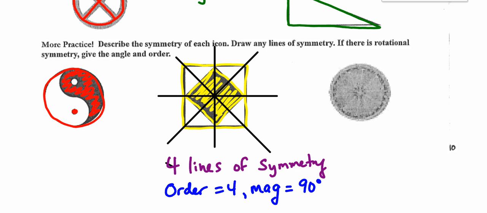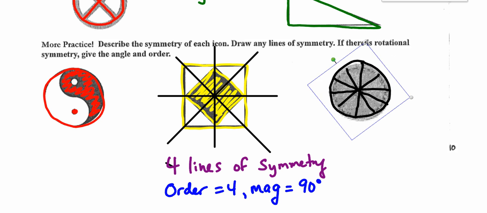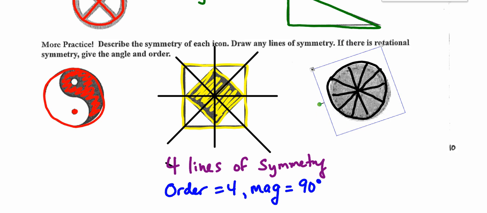Okay, this next one, it's a little hard to see, so let me go ahead and get this properly split up. Okay, so we got a pie here. This one's going to be a little tougher because I just freehanded this, but as we rotate this, you'll notice that it is coming back to itself pretty often.